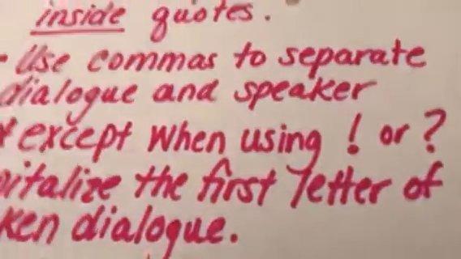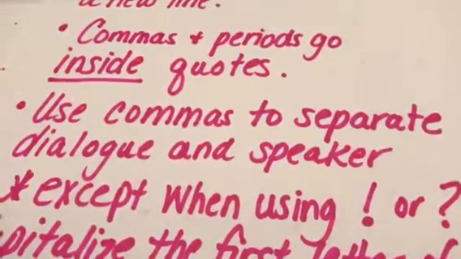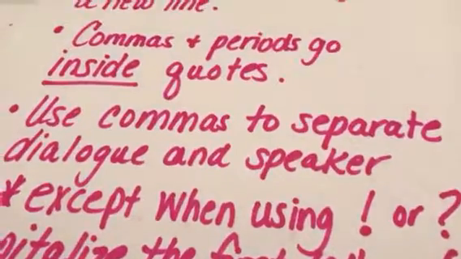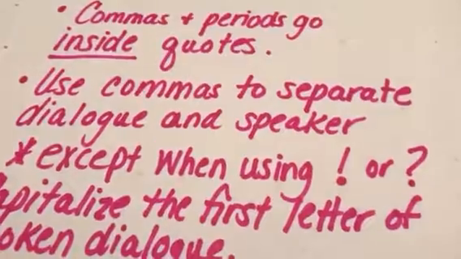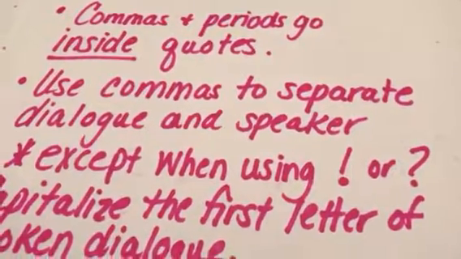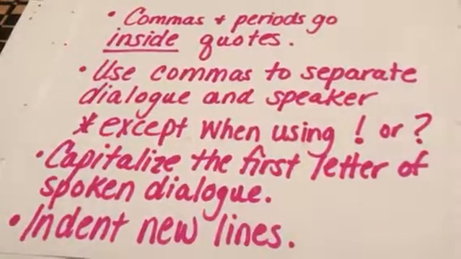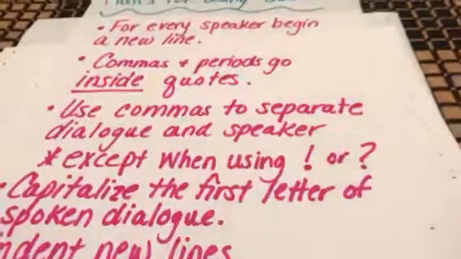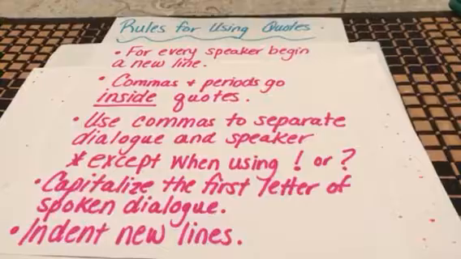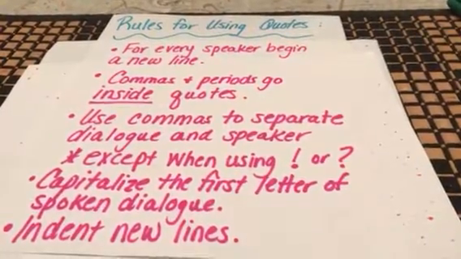For instance, I have my quotation marks. Inside is the punctuation. Next thing, use commas to separate dialogue and a speaker. We're going to use commas when it says he said, she said, although we're not using said because said is dead. Our exceptions are when we're using an exclamation point or a question mark. We need to capitalize the first letter of spoken dialogue, and we need to indent any new lines. So I want you to take a minute and write down these rules for using quotes.